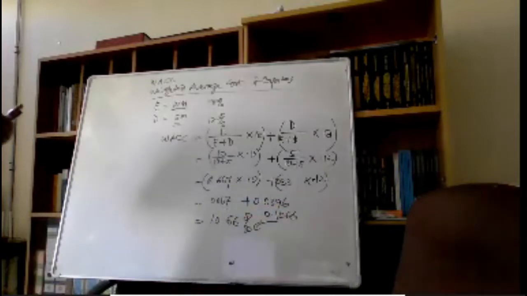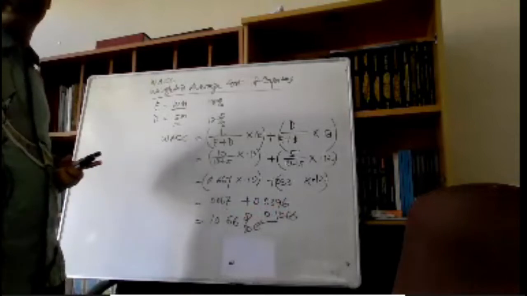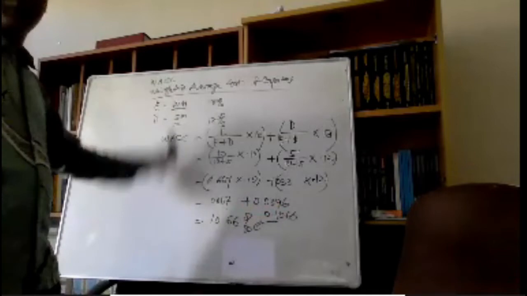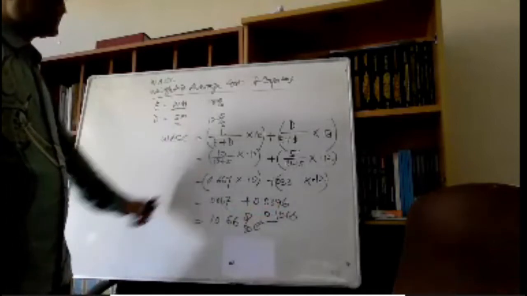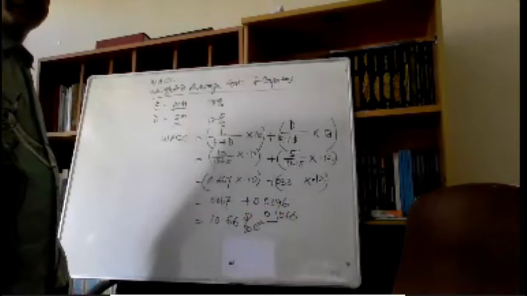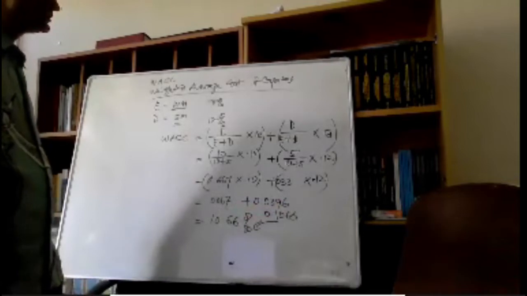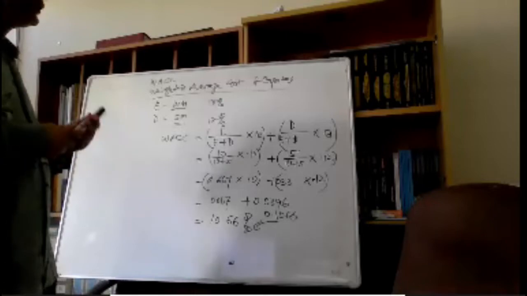I'm moving slowly. This is not the final calculation. We have something more, because we have to take into account the corporation tax, but I'm going slowly. Does anyone have questions on this calculation? Anyone? No? Okay.